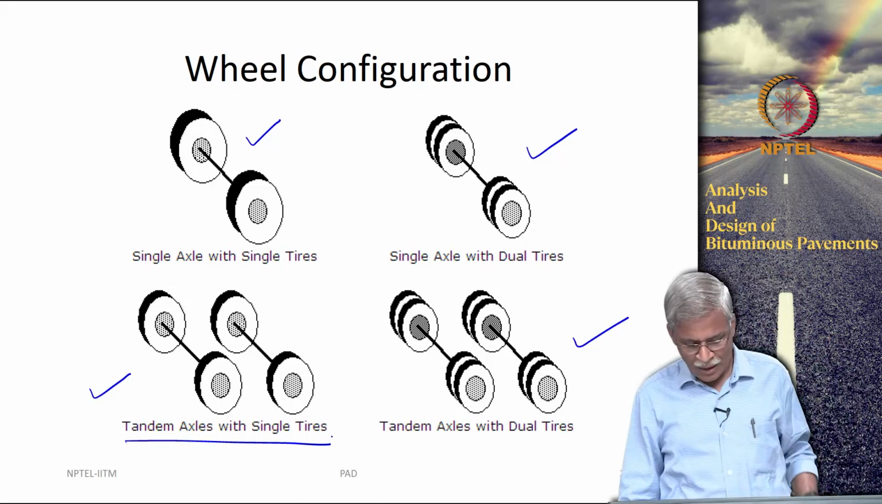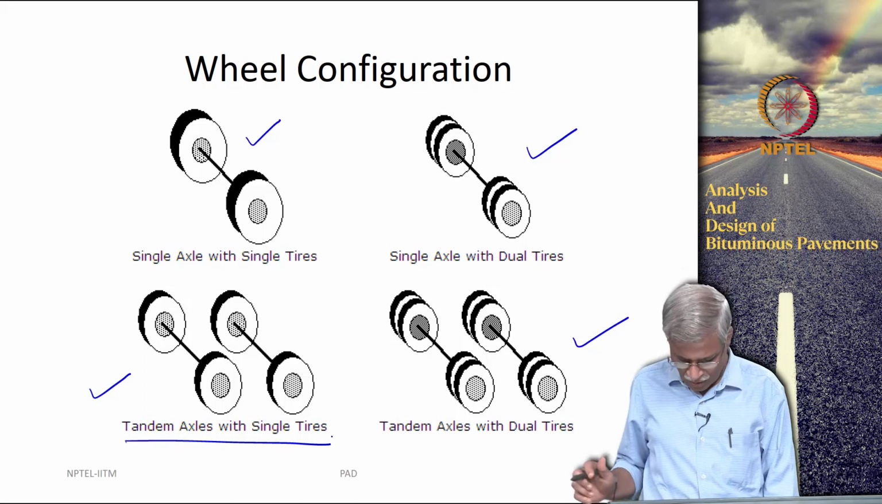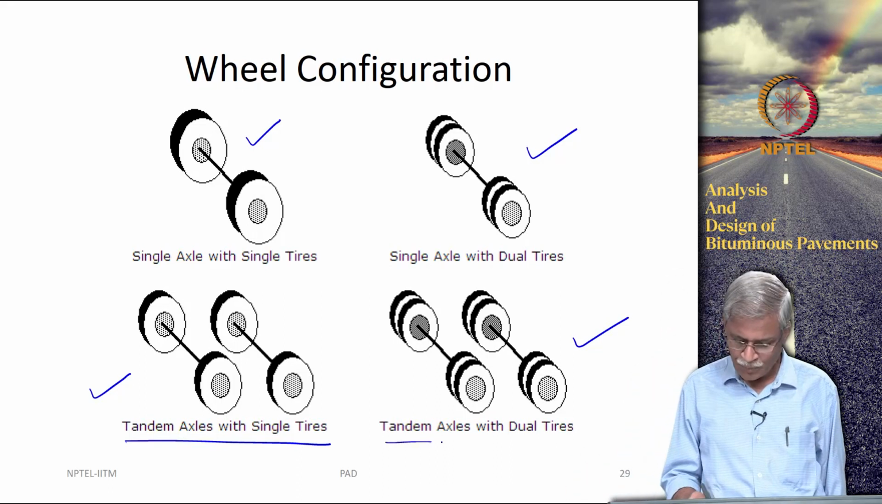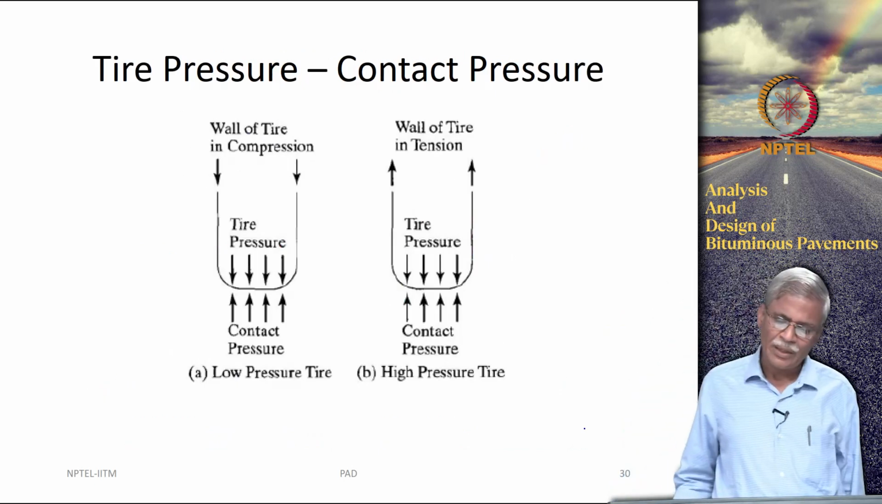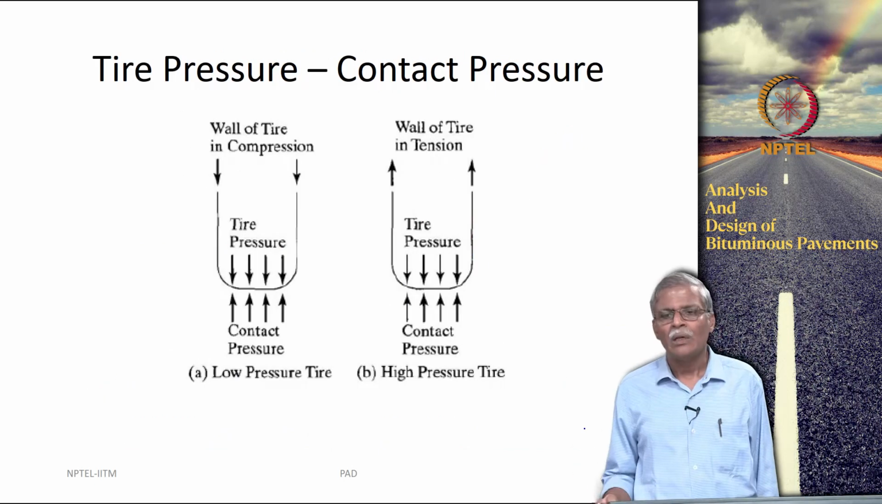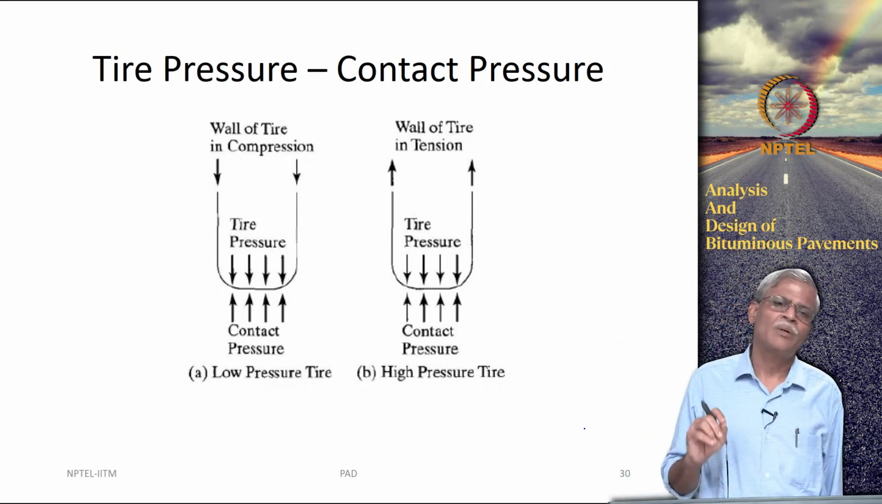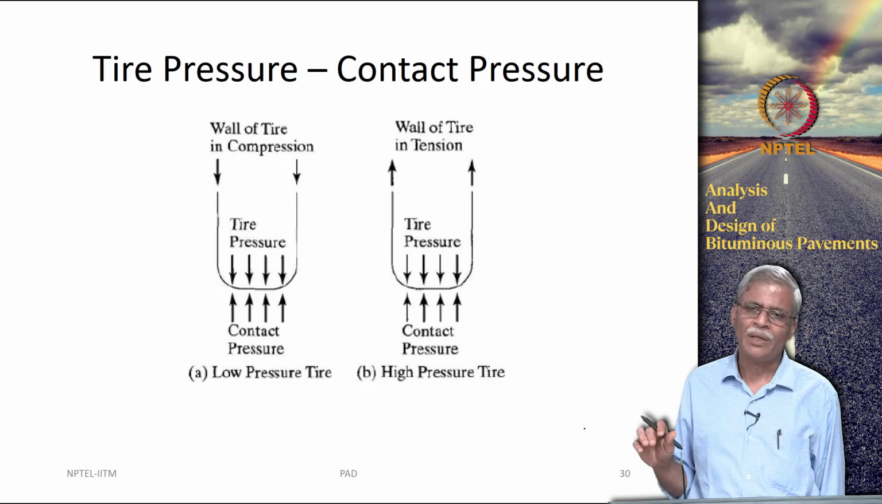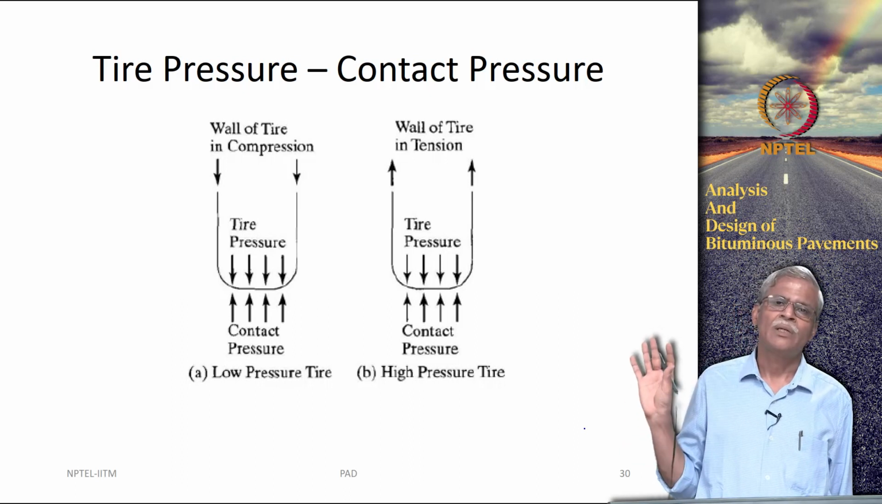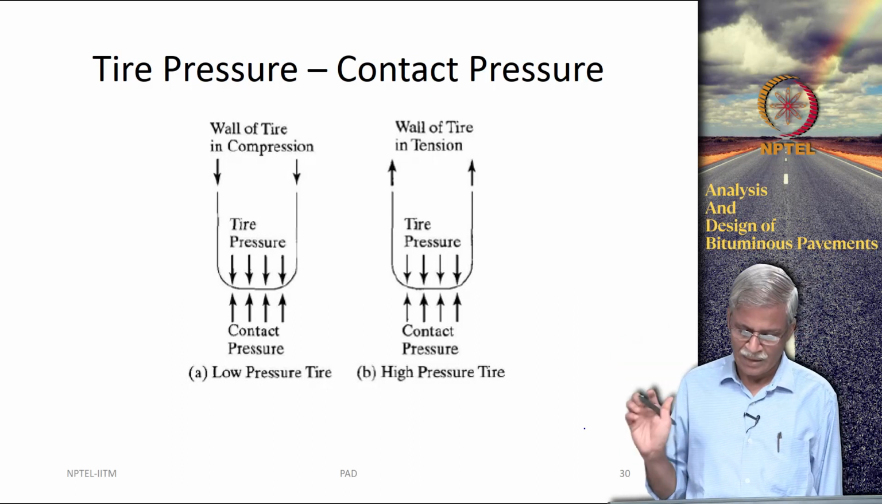Okay, so these are what are called tandem axle with single tire, and then you are going to have tandem axle with dual tire. Now comes the most important concept and the most important assumption that we are going to make as far as pavement engineering, bituminous pavement engineering, is concerned.